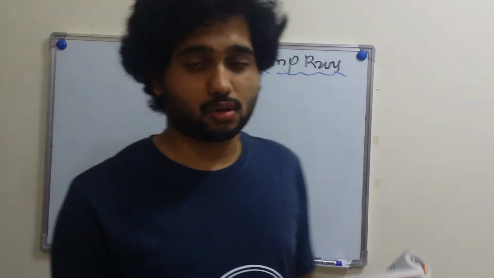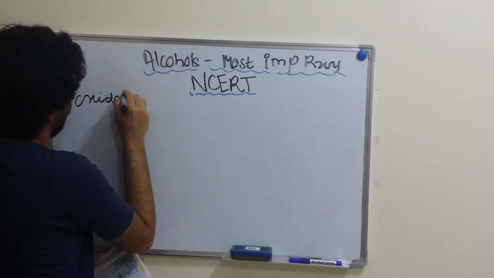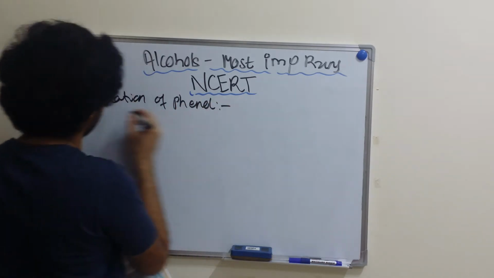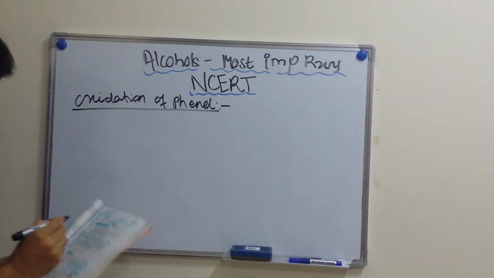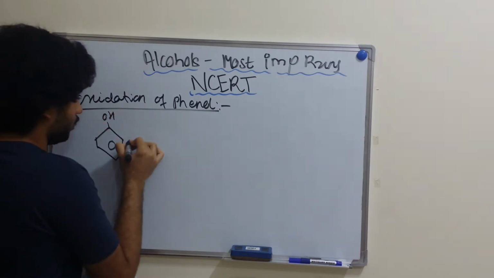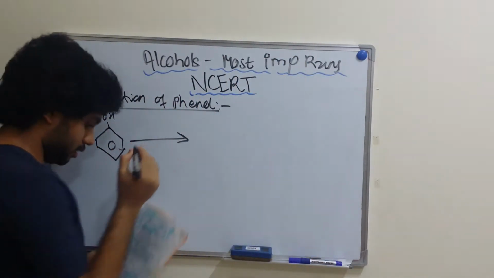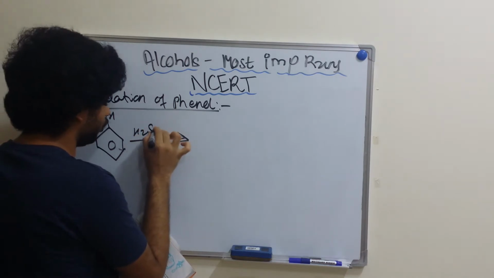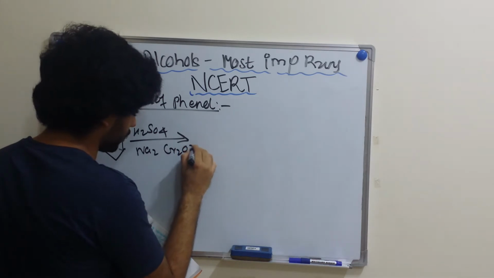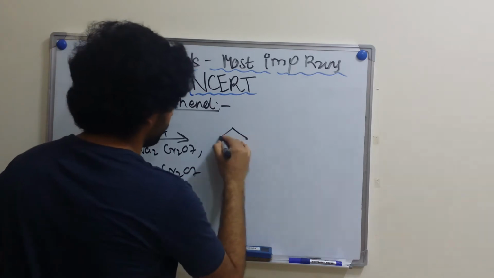which normally comes up in your exams: oxidation of phenol. We again take phenol, and you are going to add oxidizing agents, like you can add H2SO4 with Na2Cr2O7, or you can also add K2Cr2O7. This will give me a compound like this.